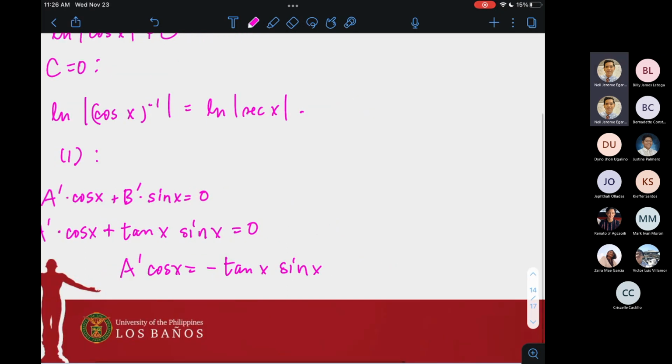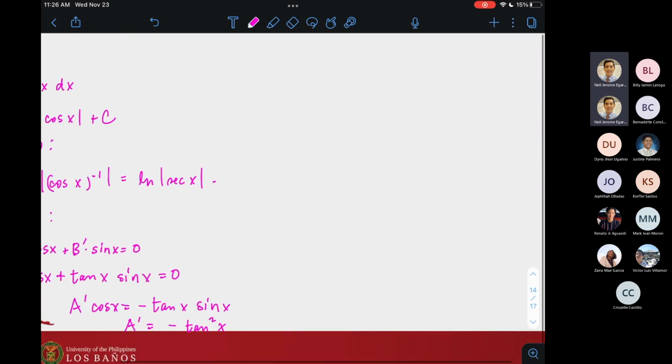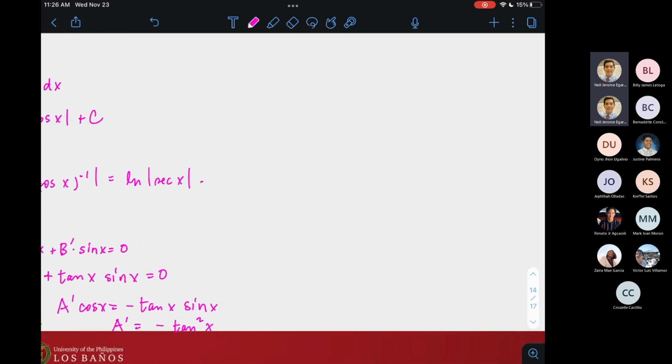Then I'll divide both sides by cosine. So A prime will be negative tangent squared X. Tama ba? I want to be extra careful with trigonometric functions here. So tama, no? A prime is negative tangent squared X. It's not good news because now we have an even power of tangent. But remember, this is A prime, so I need to solve for A. A will be the integral of negative tangent squared X dx.